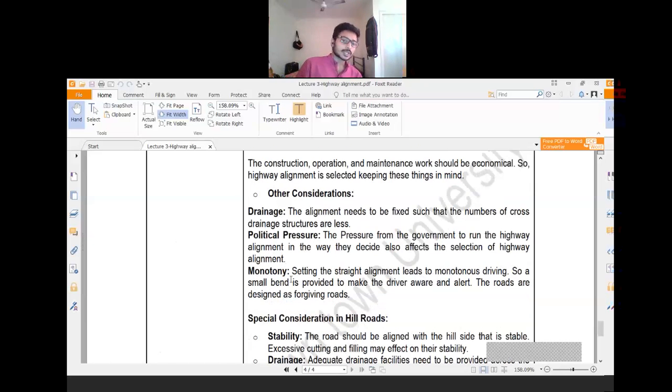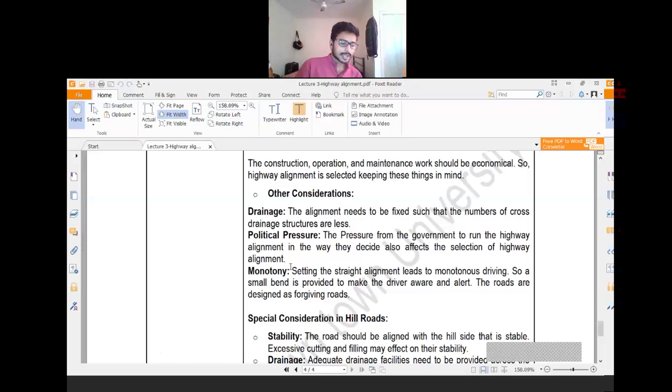Then monotony. So monotony is boredom. Suppose you are traveling on a very straight road. Okay, it is very straight, there is no disturbance, nothing is there. Okay, and the road surface is very smooth. Okay, there is no gradient, just a plain straight highway.